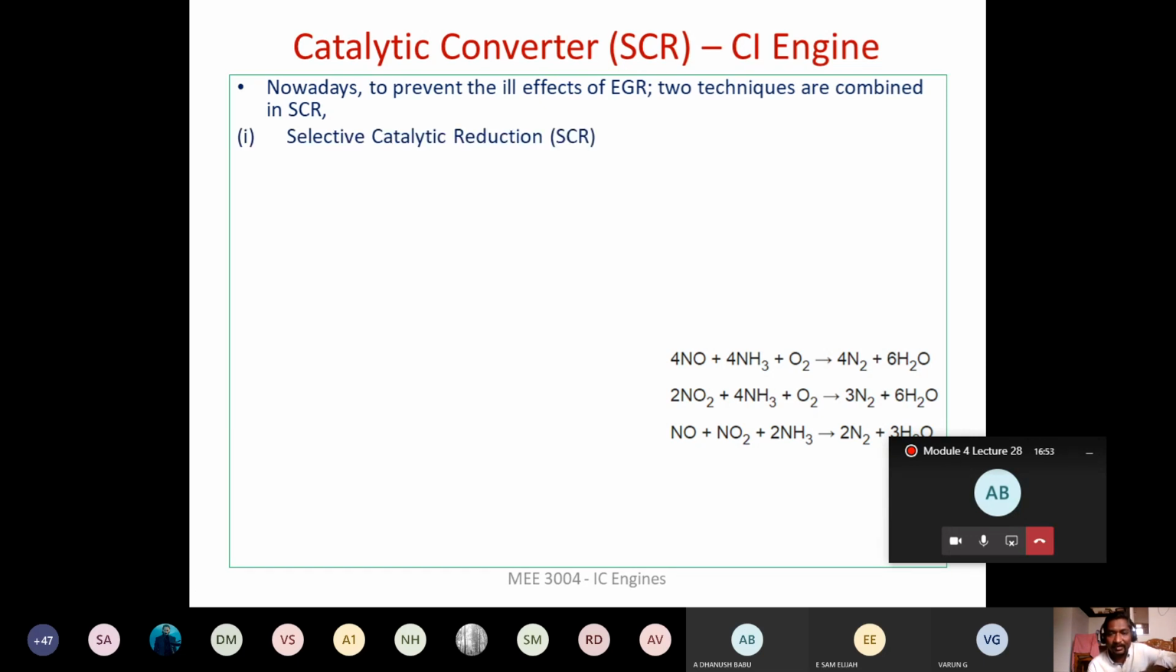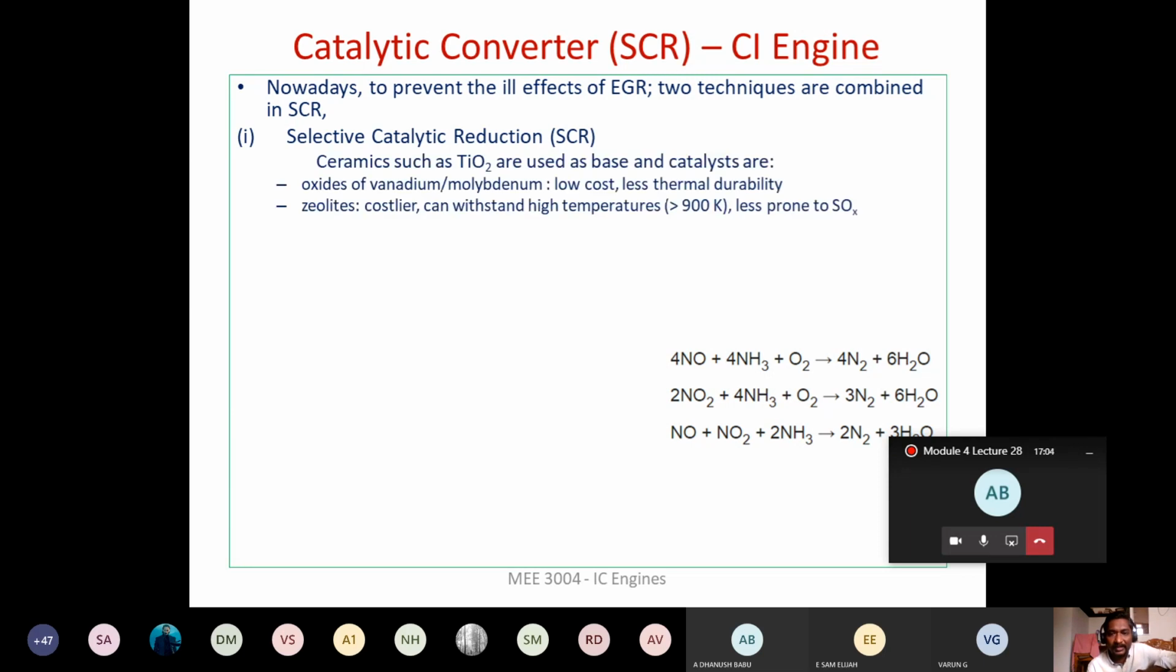Along with that, we are going to have one more concept of removing the NOx with the help of injecting urea or ammonia, right? So here we are going to have two techniques, both combined in the case of SCR, selective catalytic reduction system. Here we have two techniques. One is to remove the hydrocarbon, unburned hydrocarbon and carbon monoxide using a normal diesel oxidation catalyst.